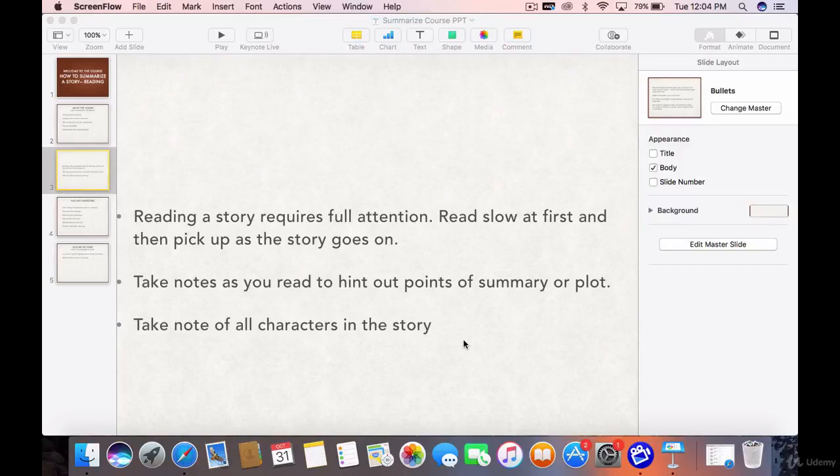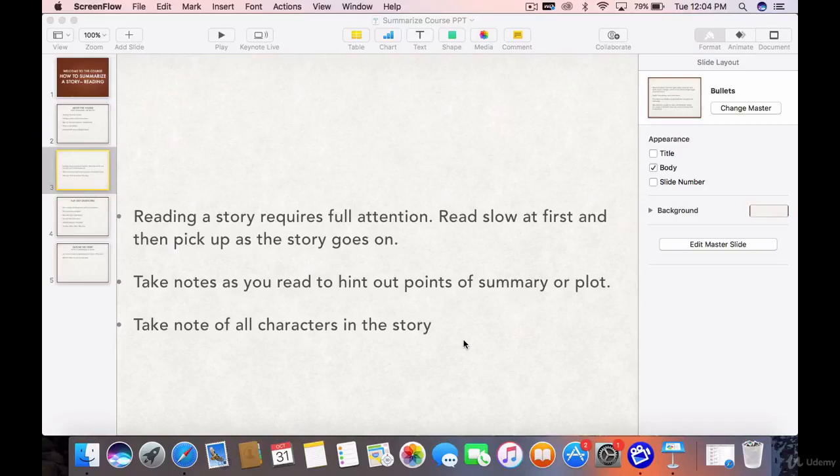You jot down important details because your mind will forget at a certain point. Your mind will forget what is going on, and you have to have the notes as bullet points to reprogram your mind around the story so that it doesn't forget what happened. Because our brains are full of distractions, and sometimes we need anchors to help us out. So, you take notes as you read to pick out points of the summary or plot.